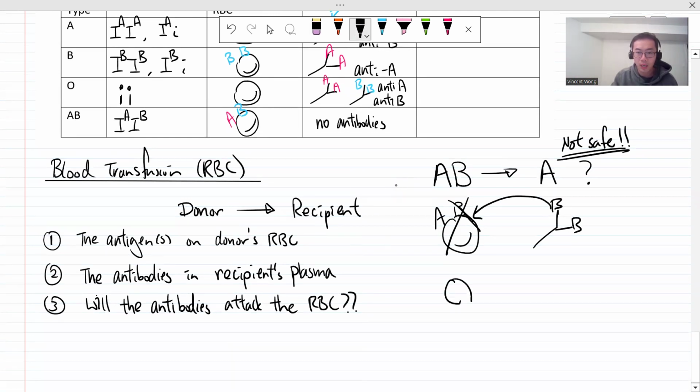Let's do O to AB. Okay? O to AB. Let's do a poll here. Do you think this is safe or not safe? If you think it's safe, please choose A. If you think it's not safe, please choose B. If you're still not sure, please choose C.